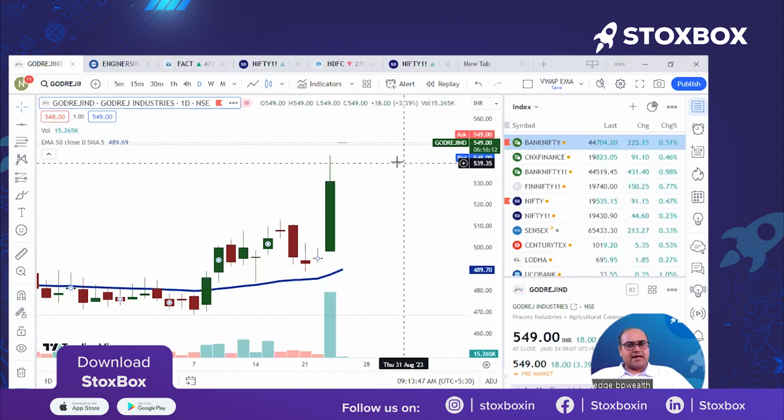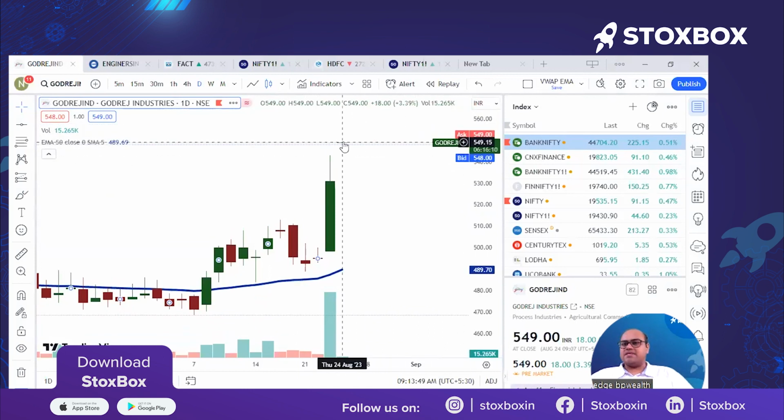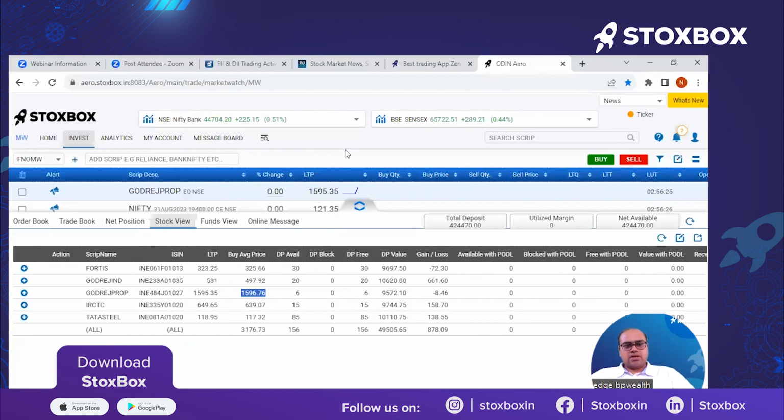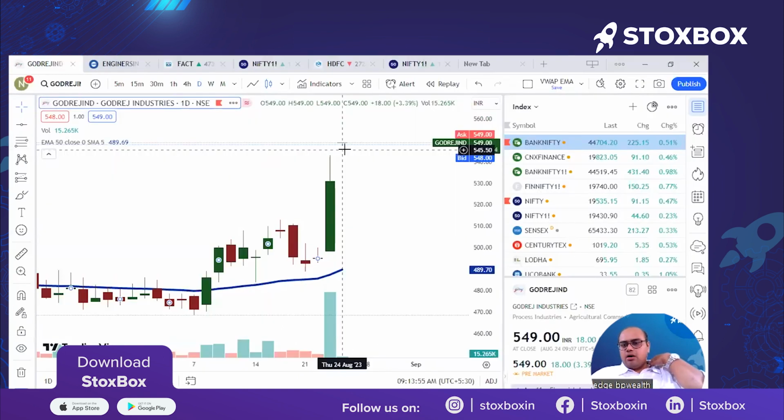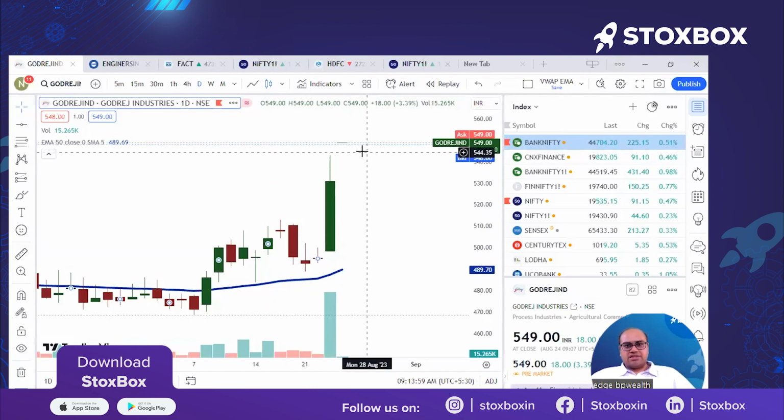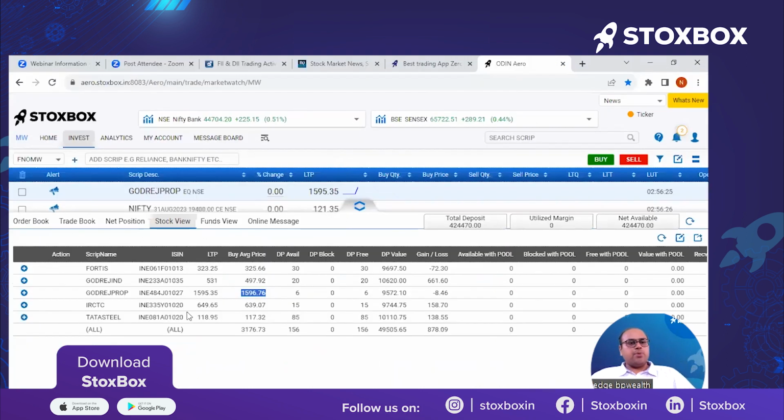It has happened. आज directly ऊपर खुल रहा है हमारे target के आसपास, which is 549. 550 is our target almost. So let's book our profit as soon as the market opens. So let's wait for the market to open. Godrej Industries direct 549. It has given a good move over here. So let's book our profit.